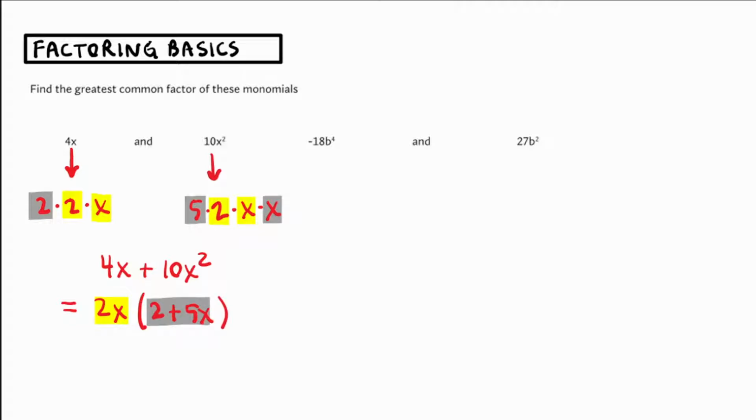Okay. So I'll show you this again, okay, with the negative 18b to the 4, which negative 18 would be negative 1 times 6 times 3. No, 9 times 2 is going to be the better way to write this. And b to the 4th, I'll write that as b squared times b squared, because I can see where this is going. And then 27b squared, okay, that's 9 times 3 and b squared.